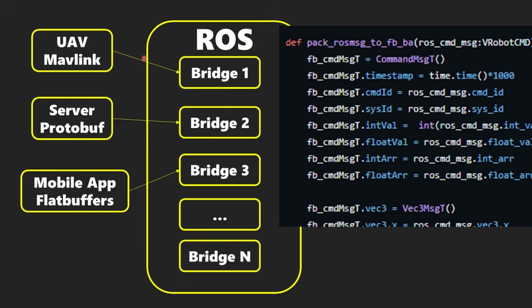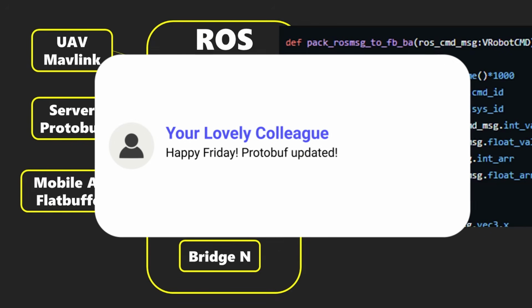So the UAV sends a MAVLink message, and then the server, the backend engineer, will probably send using protobuf, and then the mobile app developers are using FlatBuffers, and then you as a robotics engineer, if you use ROS, are probably building all these bridges and managing all this message conversion, from the FlatBuffers command ID to the ROS-specific command ID and so on. And say you have built all these bridges and are managing all that, and then on a very peaceful Friday afternoon, the backend server team will send you a message.